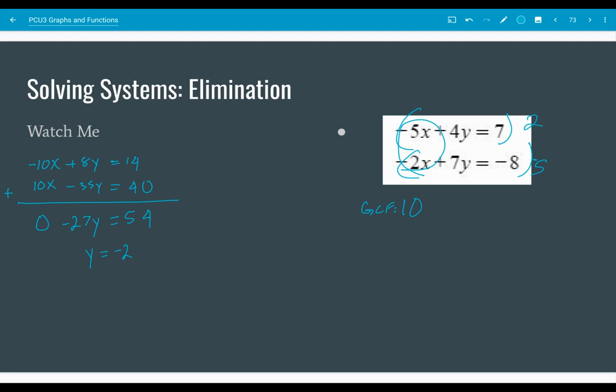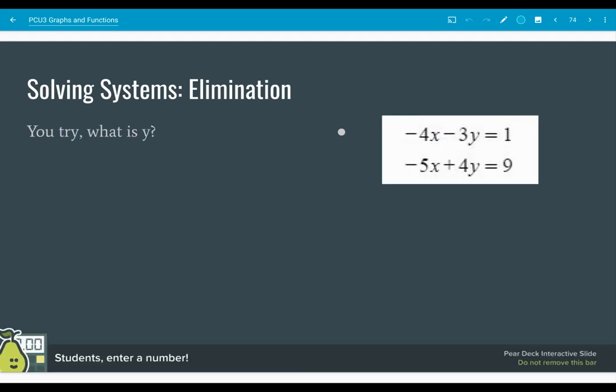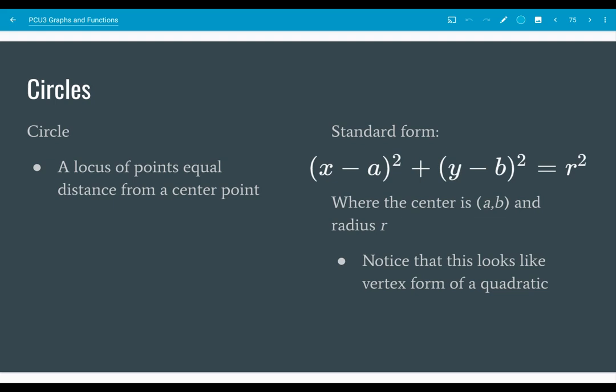Then again, we plug in -2 for y. So -5x plus 4 times -2 equals 7. So -5x equals 15. X equals -3. So -3, -2 is the solution to that system of equations. So here's another one for you to try.